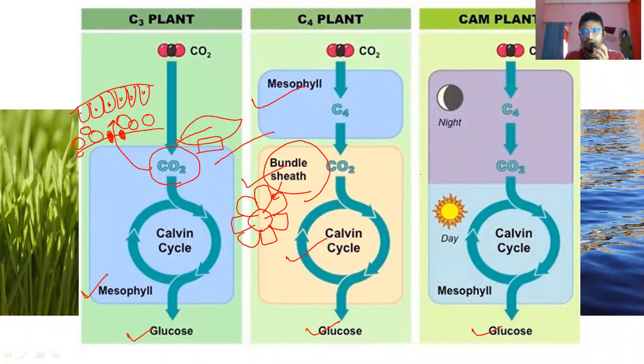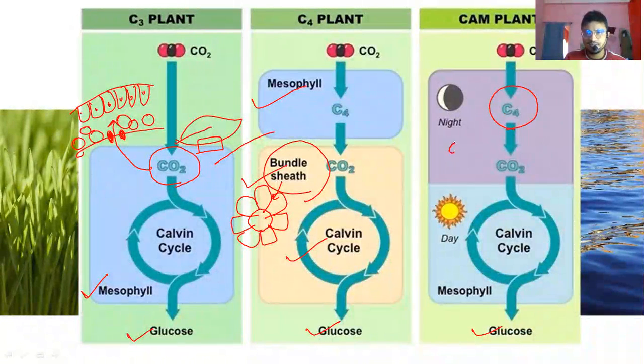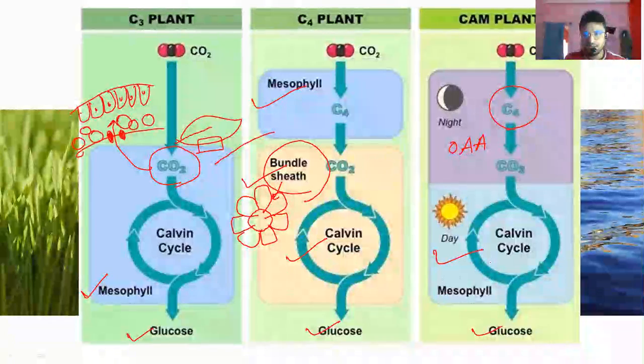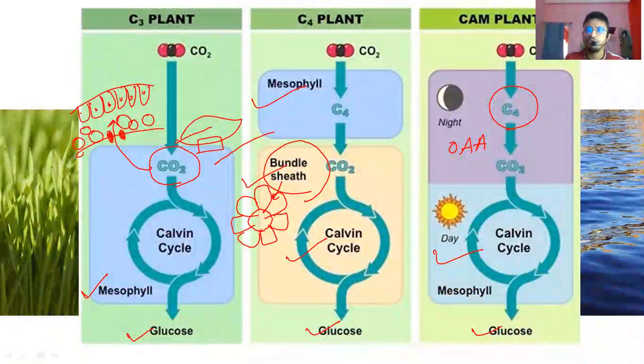And in a CAM plant, what happens? At night time, CO2 is captured in the form of an acid, which could be oxaloacetic acid. Later we'll talk about it in detail. In the same way, in the daytime the mesophyll Calvin cycle continues and glucose is formed. Melvin Calvin got the Nobel Prize for the discovery of this beautiful cycle.